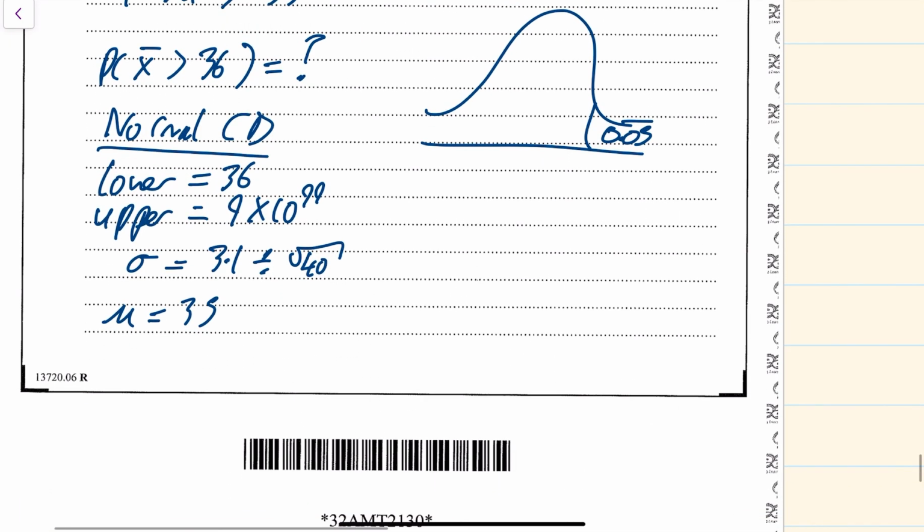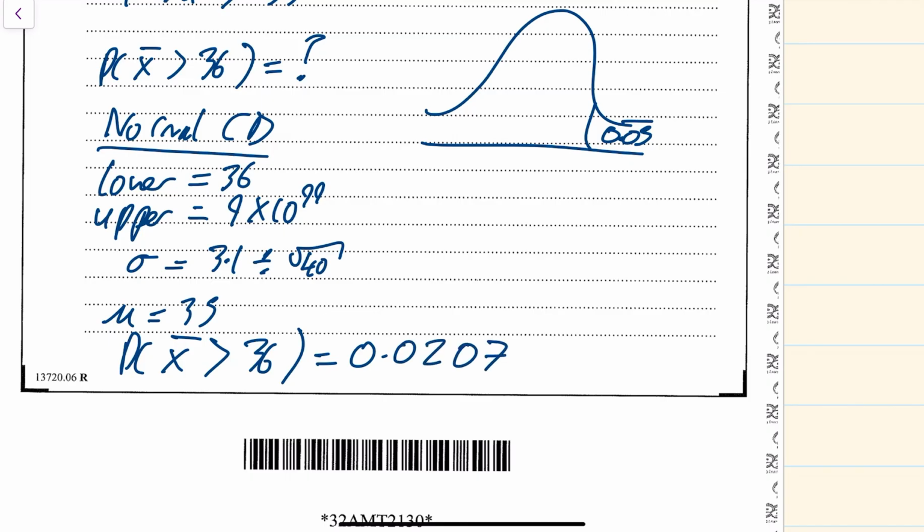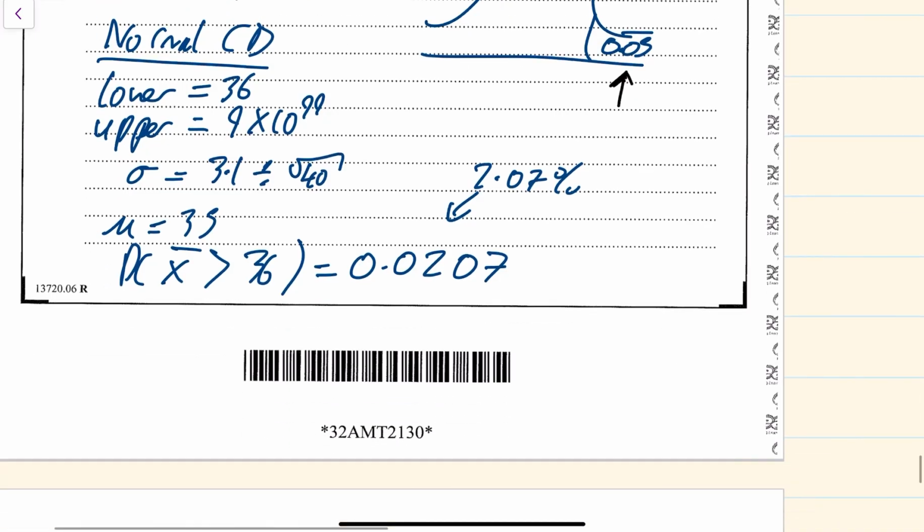Now what I worked out was that the probability X bar is greater than 36 was equal to 0.0207. So that's only 2.07%. So where would that be? It would be well in here. So it looks like he is correct. You can see where that would come in. It's in that critical region.